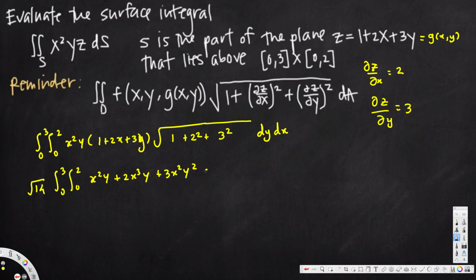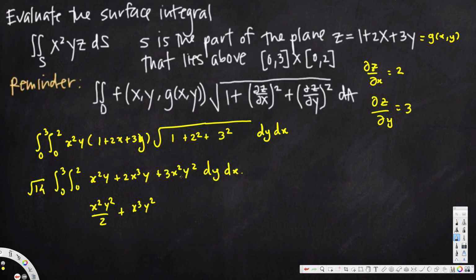Okay, then dy dx. First we are going to integrate this one with respect to y, and if we do that, this is going to become x squared y squared divided by 2. Then if we do that for this one, 2x cubed y squared divided by 2, since we have the 2 in the numerator and the denominator, these two are going to cancel each other, so we just have to copy this x cubed y squared here.